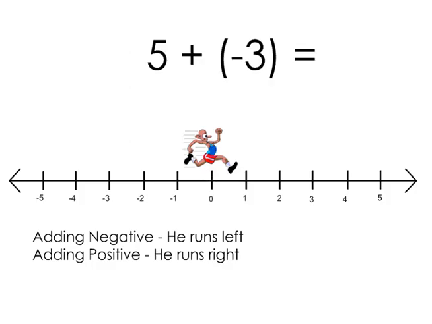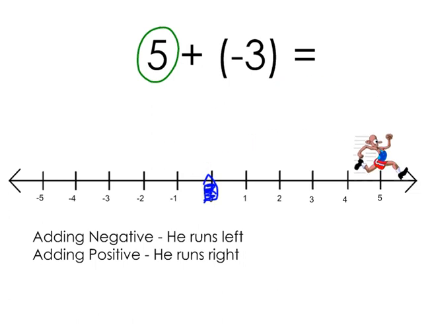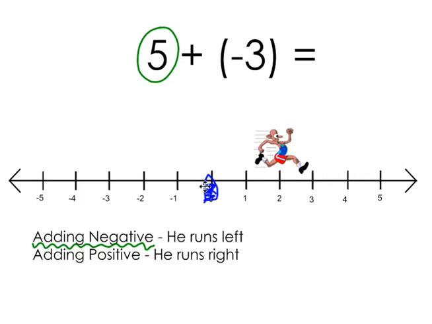Okay, Integer Man lives at 0, so I'm going to draw a little house at 0, just to show that's where he's always going to start. From his house, he's going to move to whatever the first number is. So he's going to start over at positive 5, and from there we're going to add negative 3. And when we add a negative, remember it's just like subtracting. He's going to run to the left 3 steps. So from here, 1, 2, 3. When you draw your picture, you can show that he's starting at 5 and moving 1, 2, 3. And then I usually circle the number that he ends at, and that's the answer to your problem.